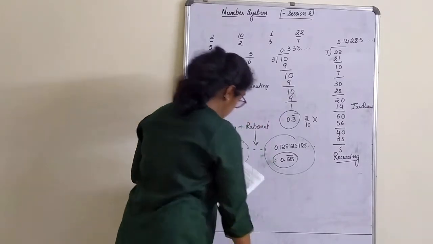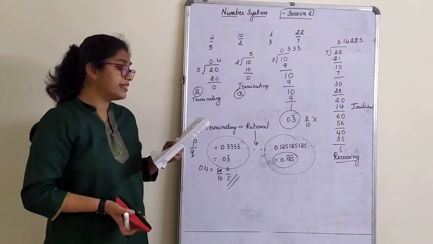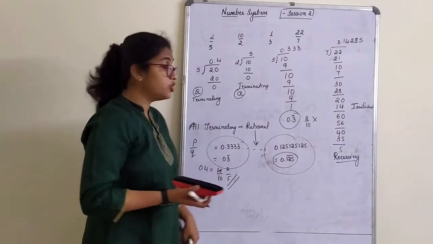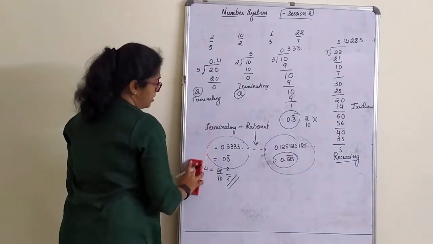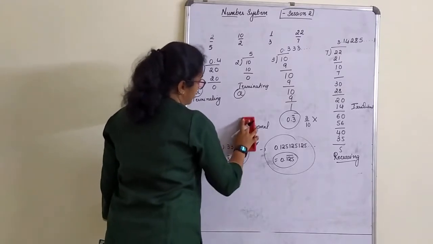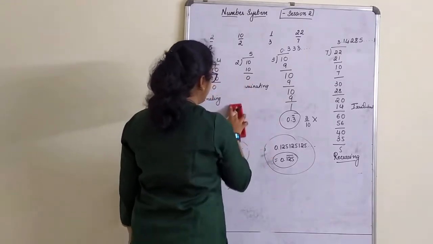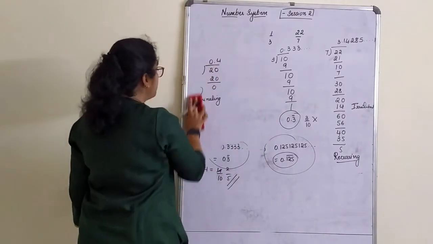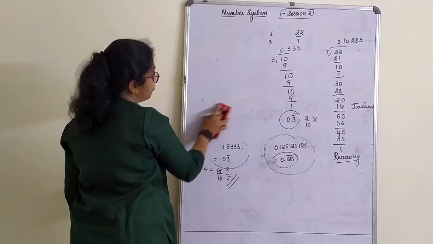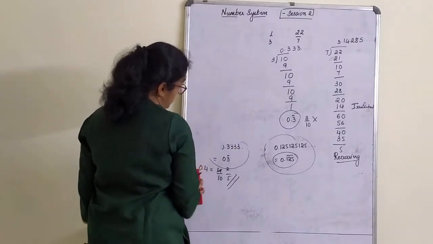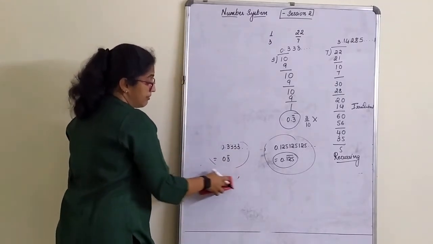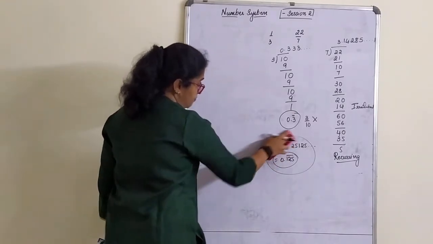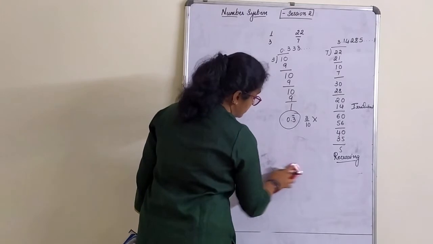What they have asked is, write the following in decimal form and say what kind of decimal expansion each has. Now they have not asked us whether it is rational or irrational. They have only asked us to divide it and see what type of decimal it has. But now you know the types of decimal: terminating decimal, recurring but periodic decimal, and recurring decimal, right? Let's see what answers we get here.